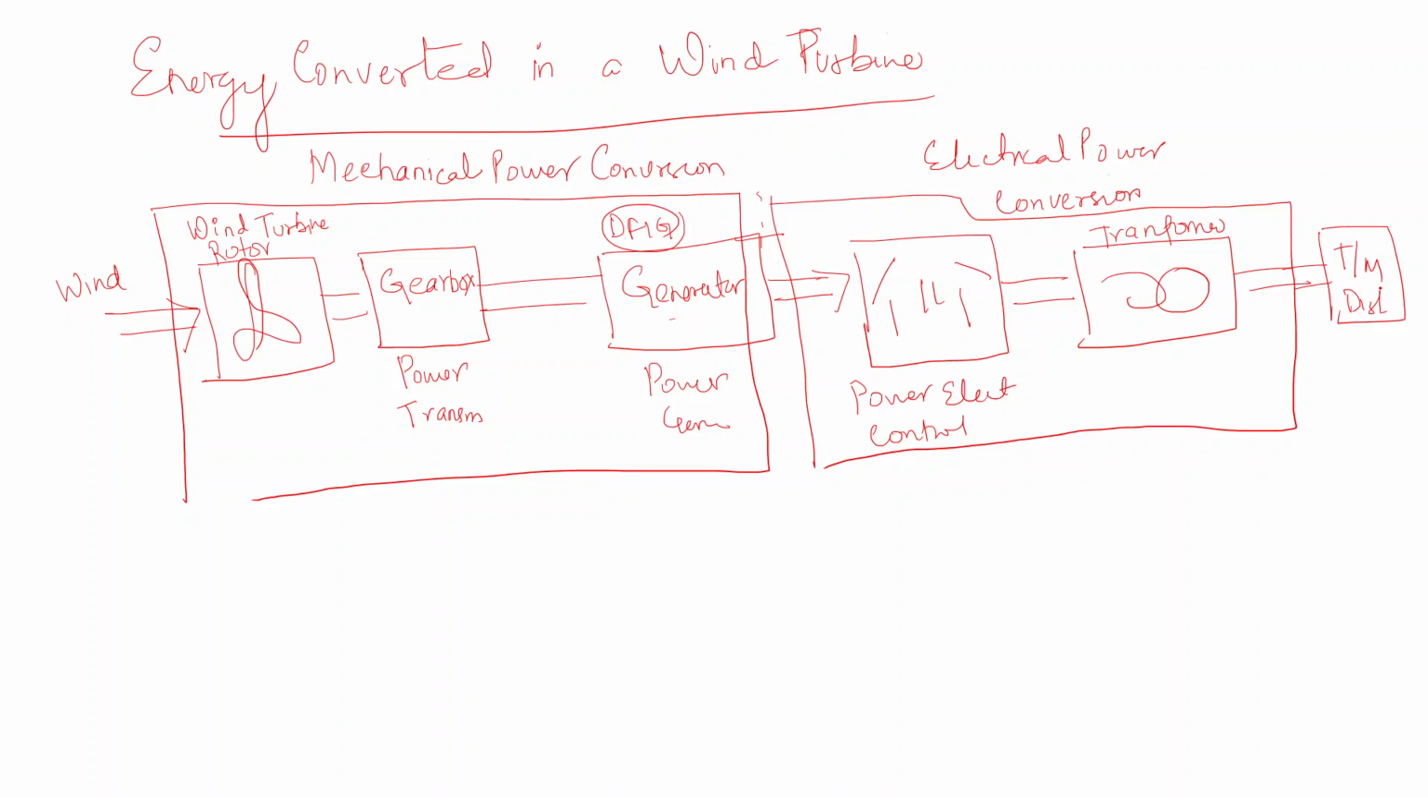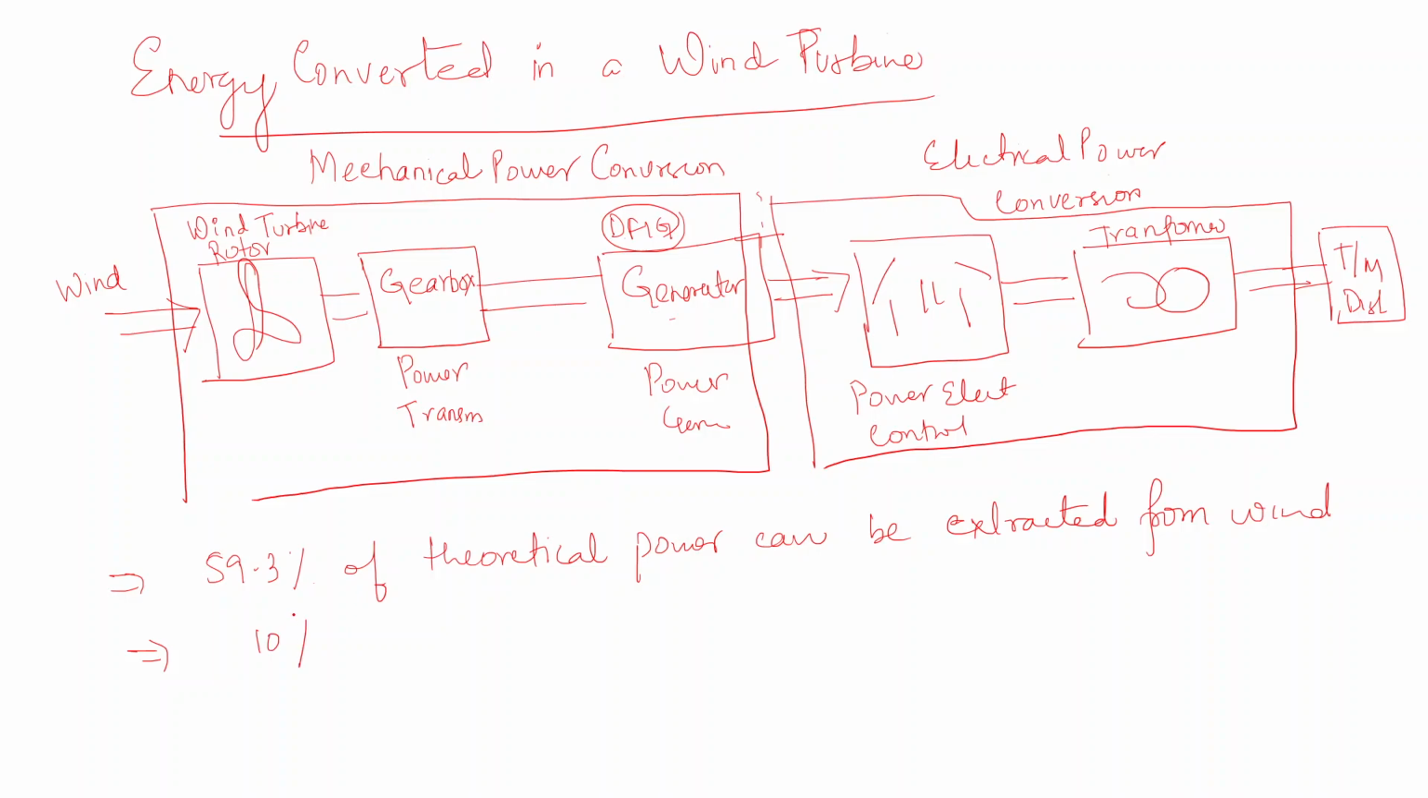Transmission and distribution. This is how energy is converted in a wind turbine, a basic layout of it. And we already know that only 59.3% of the theoretical power can be extracted from wind.